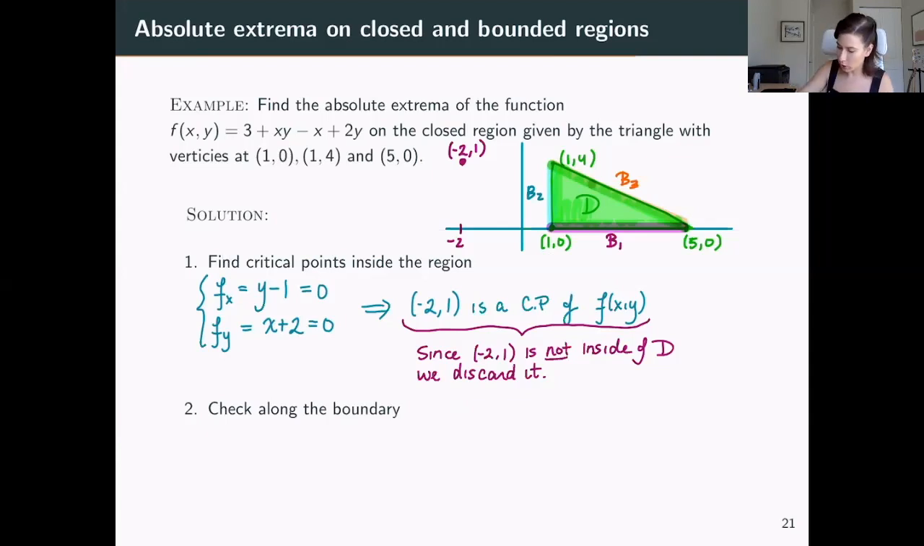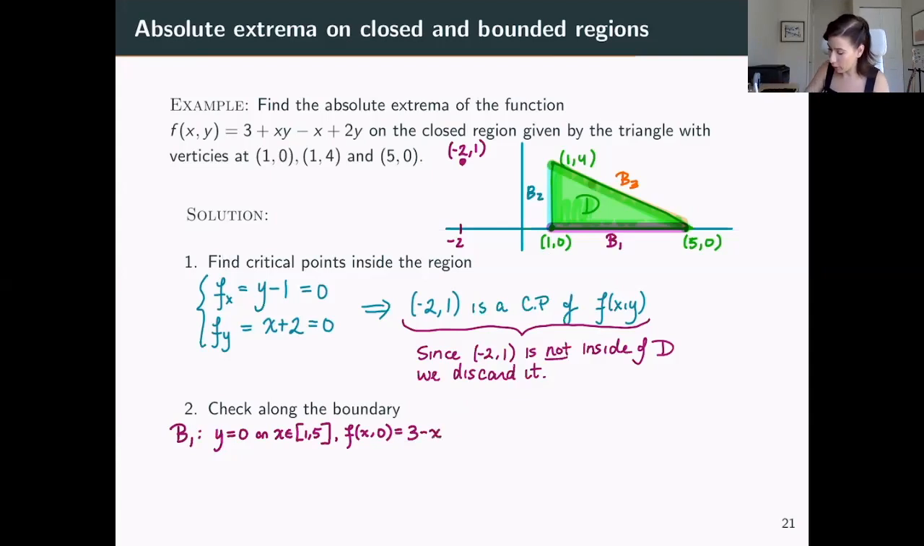Let's start off with boundary 1. This is happening when y is equal to 0 on the interval x from 1 to 5. When we plug y equal to 0 back into our function f of x, y, we have that f of x, 0 is going to be equal to 3 minus x.